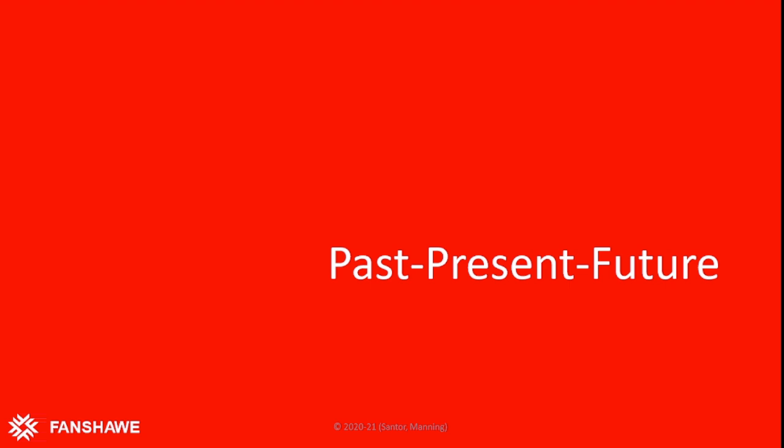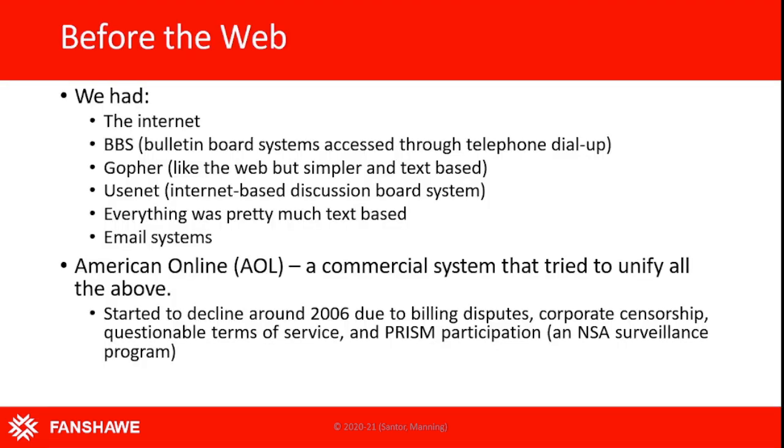Okay, so the past, the present, and the future of the web. Before we had the web, we had the internet. So basically, the infrastructure was developed first. We had the bulletin board system, Gopher, and USENET, and everything was pretty much text-based. We also had the email system.